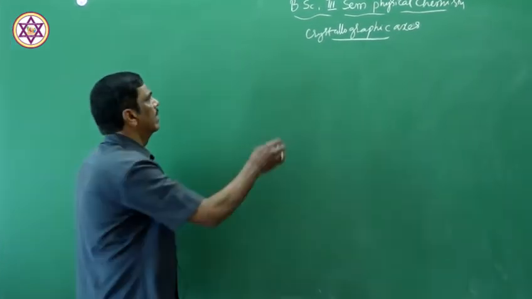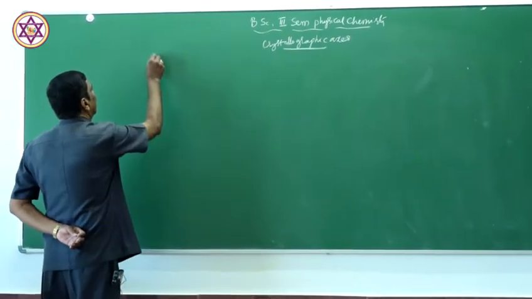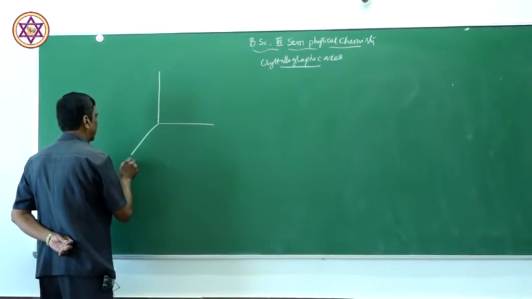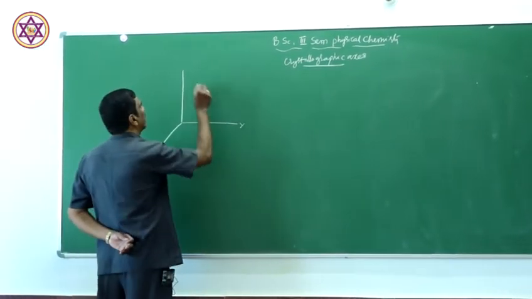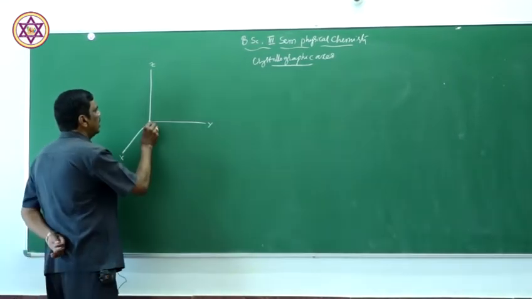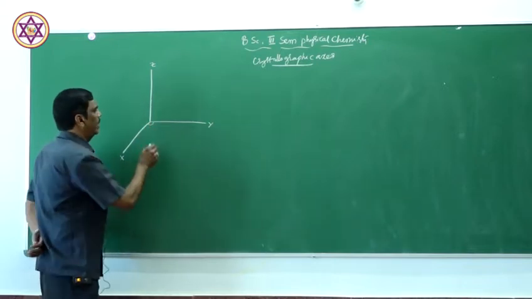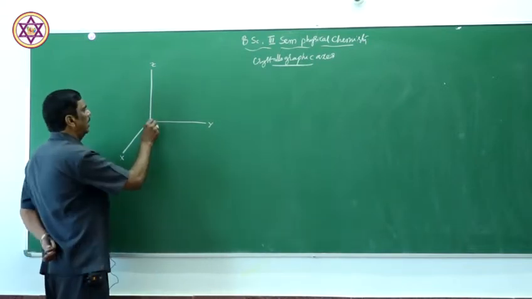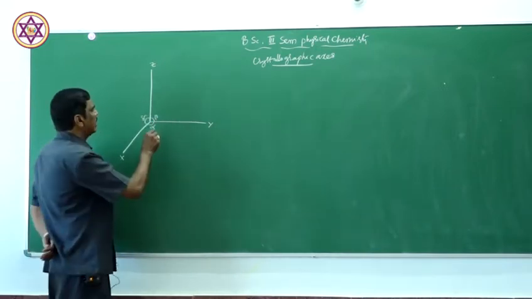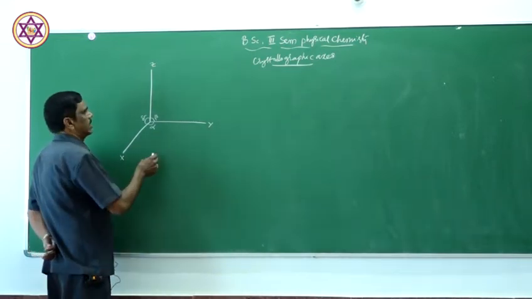Crystallographic axis can be drawn like this: z axis, y axis and x axis. This is the x axis, y axis and the z axis, a 3-dimensional plane. Now, this is the origin of the axis, and this angle between x and y is called alpha, this is beta and this is gamma. These crystallographic angles may vary depending upon the structure of the crystal.